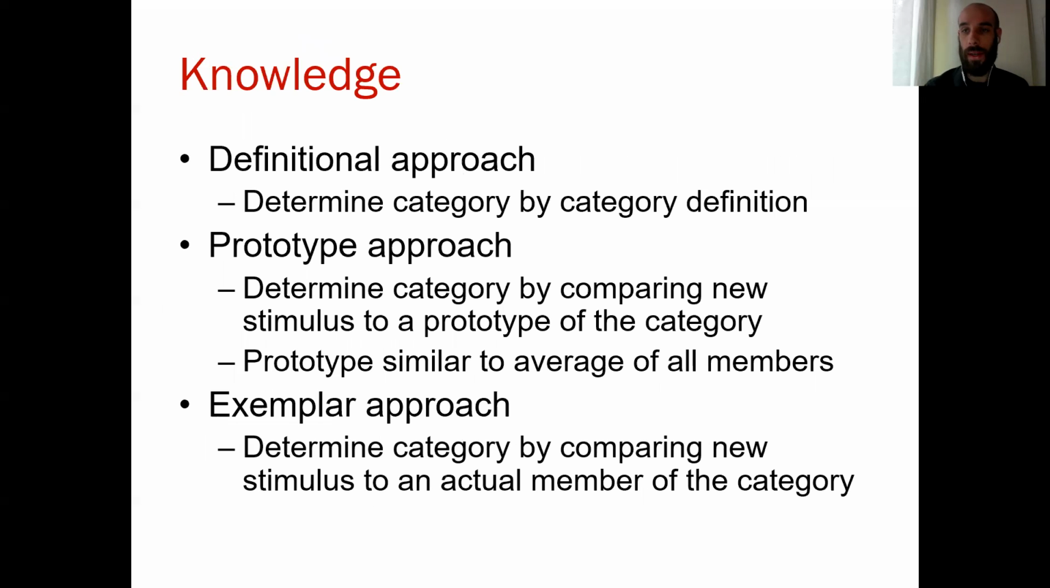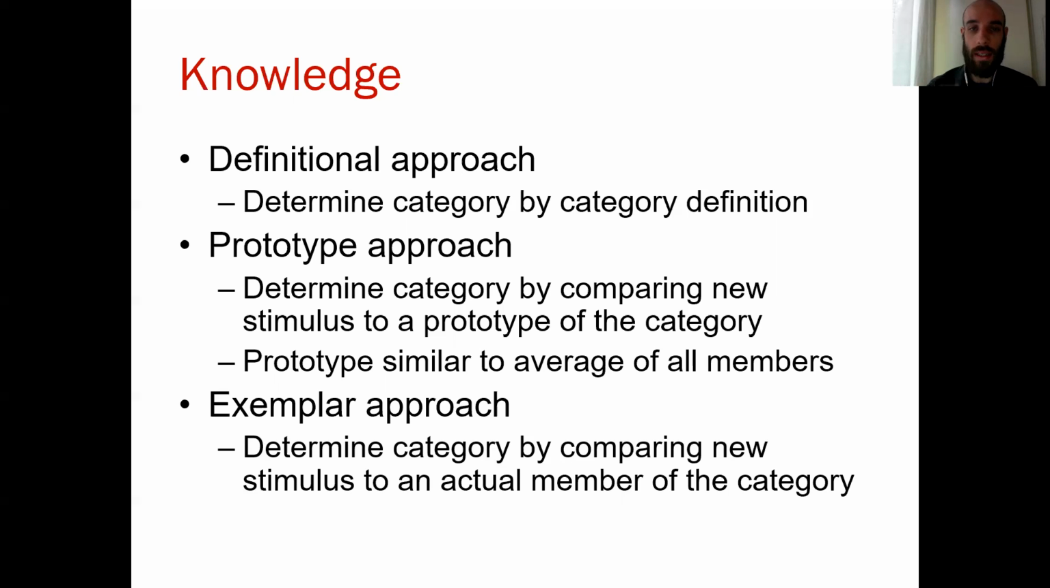Okay, then we talked about knowledge. How is it that knowledge is structured in the brain? We talked about three different approaches: definitional, prototype, and exemplar approaches. If I have a bunch of categories in my brain, like cats and fruit and dogs, those are not really related, so let's say I just talk about two categories for this example, cats and dogs, and we come across a new creature and we want to figure out, is this new creature a cat or a dog?